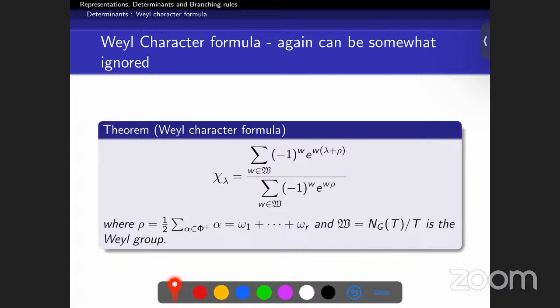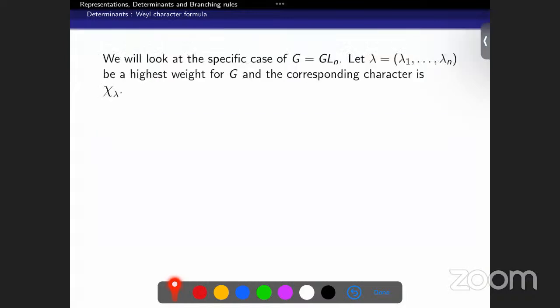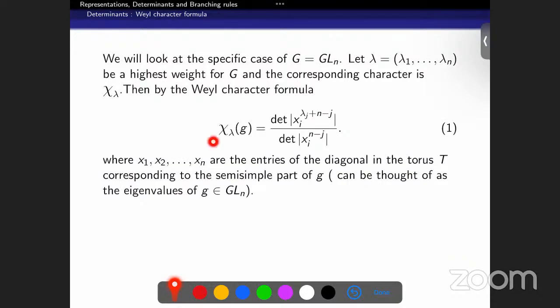We are not concerned about the general formula. What we are concerned about is just the formula in the specific case of GLN. Okay. In the case of GLN, if chi lambda was my character for the highest weight lambda, then one gets a very nice ratio of two determinants. So we have determinant of xi_i power lambda_j plus n minus j, divided by determinant of xi_i power n minus j. Now one can ask what is g and what is xi? So g is an element of GLN, and xi can be thought of as the eigenvalues.